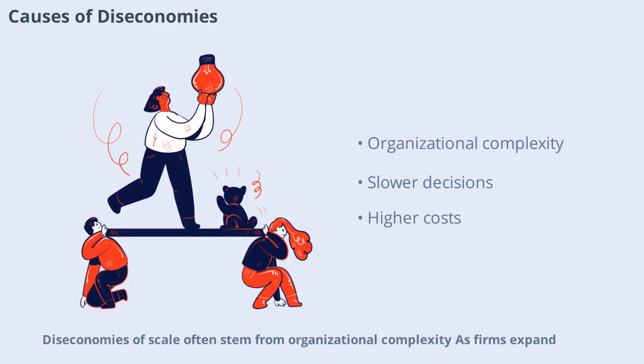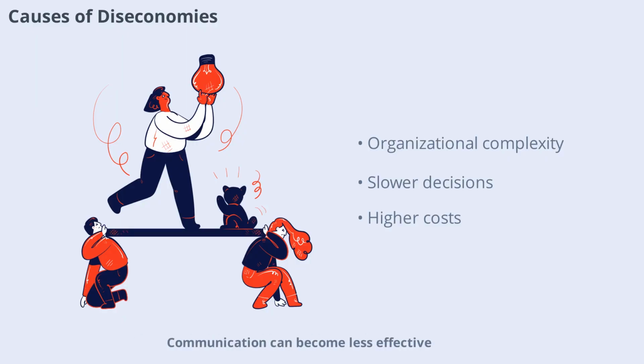Diseconomies of scale often stem from organizational complexity. As firms expand, layers of management are added, slowing decision-making and increasing bureaucracy. Communication can become less effective, and employees may feel disconnected from the company's goals. These issues can lead to higher costs and reduced competitiveness.